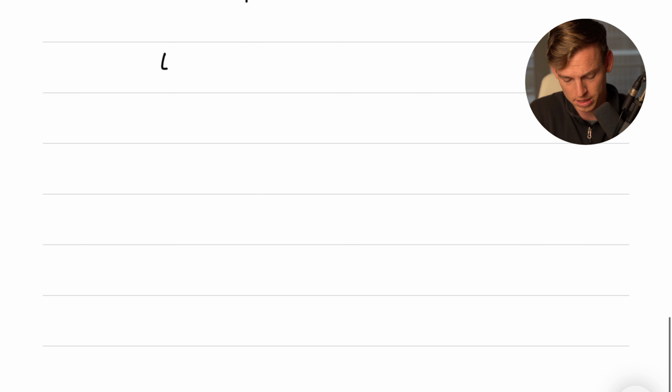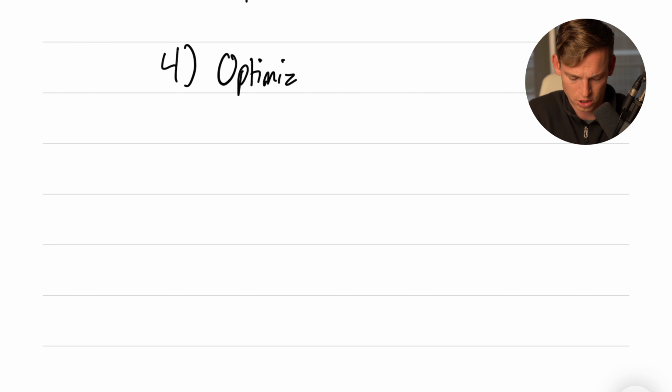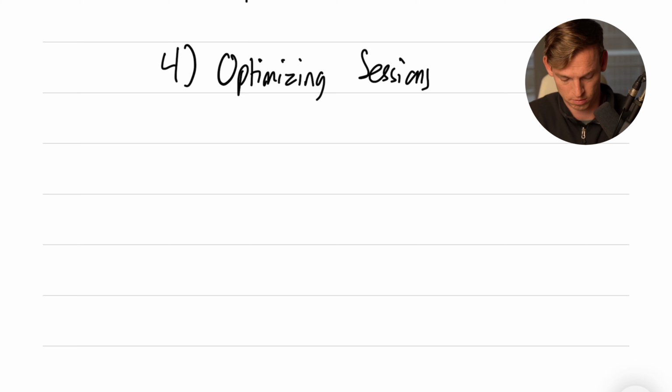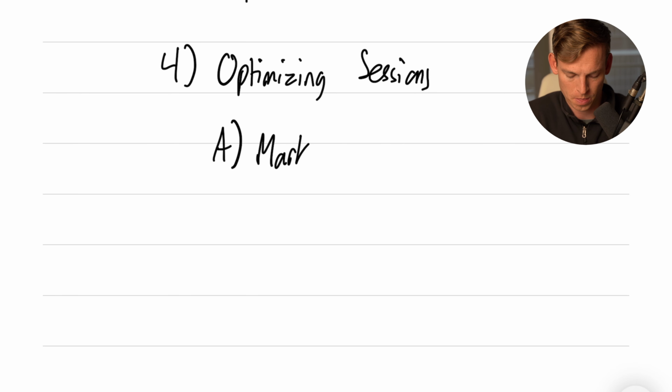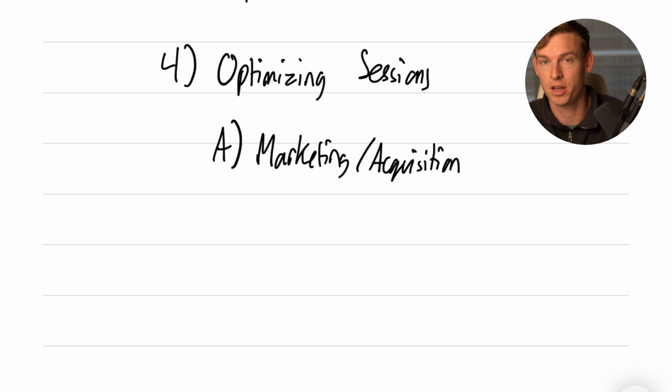All right, moving on to number 4. This is the one that's oftentimes the most obvious to people, which is optimizing sessions. Now there's 2 ways to do this. A is through marketing, acquisition. And this is often what we think about. Get more clinicians, fill up their caseloads, whatever our gross profit per session is, we're going to make more, right? I will say the reality of this is it breaks down if you have lower gross profit per session. It's way easier if you have higher gross profit per session.